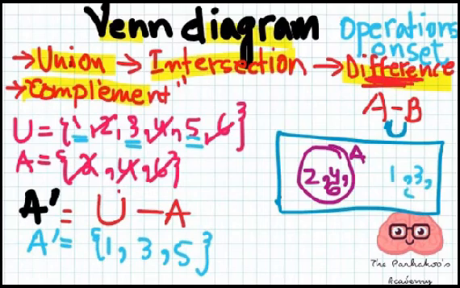Since we are doing U minus A and our answer is everything except A, everything except A is outside the A. So here this shows A complement. So everything apart from A is colored, that is, everything outside A is colored. So this shows the A complement.